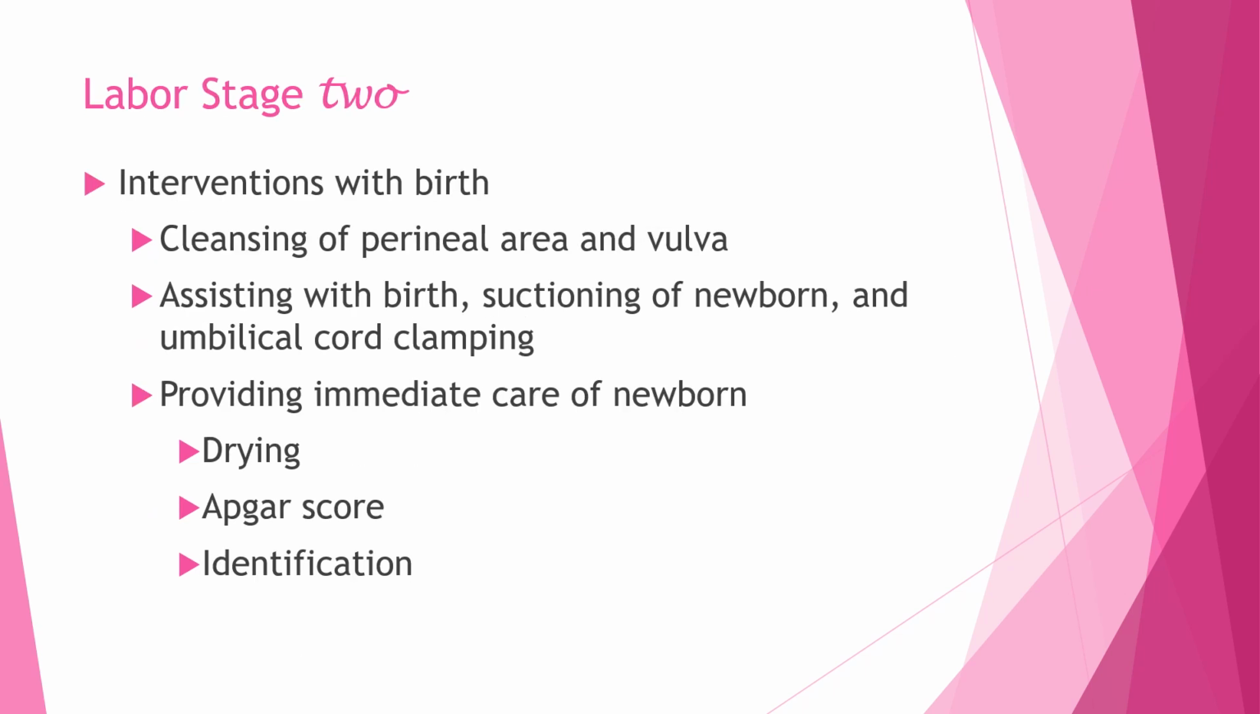These are other interventions associated with the actual birth. The nurse can help the provider cleanse the perineal area and the vulva. They can assist the baby backup nurse with things with the newborn, such as suctioning and the umbilical cord clamping, maybe taking pictures for the family. The nurse can also provide immediate care of the newborn, so the drying, assisting with the APGAR scoring, as well as the identification. There are many team players during a birth.